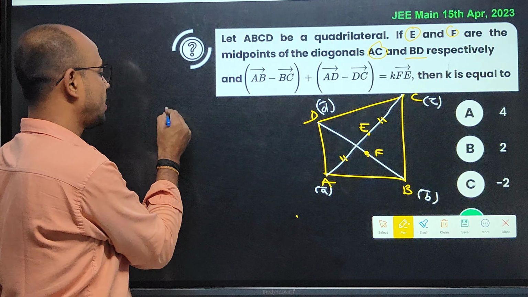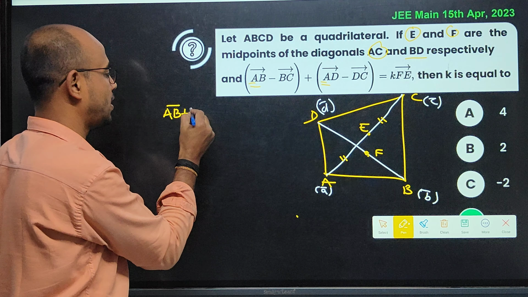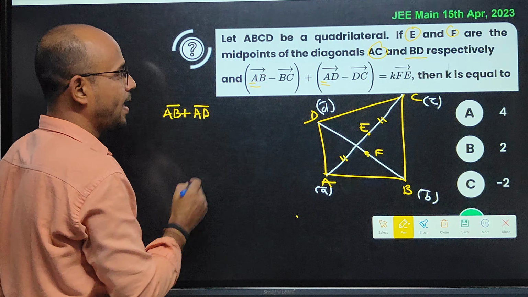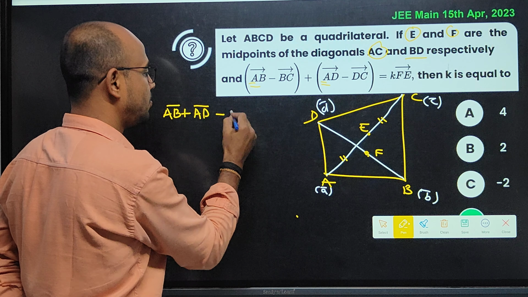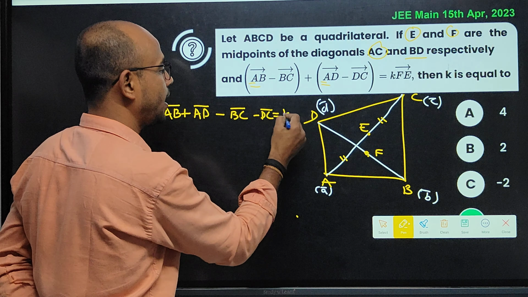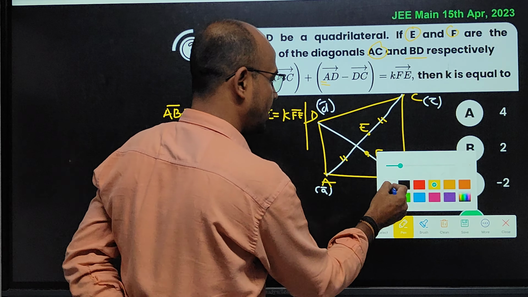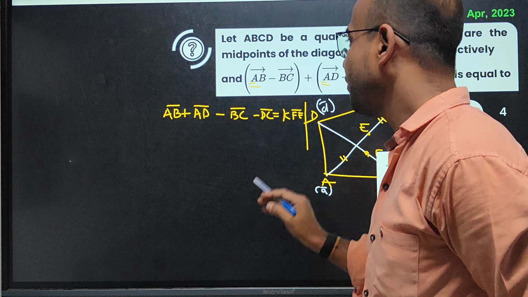So we can collect the pluses, that is AB, because the reference point is the same. Reference point is very important. AB plus AD, and what is left is minus BC, and this is minus BC, equal to K times FE. This is what is given, right? Now try to understand how to solve such questions. We have to be very specific.